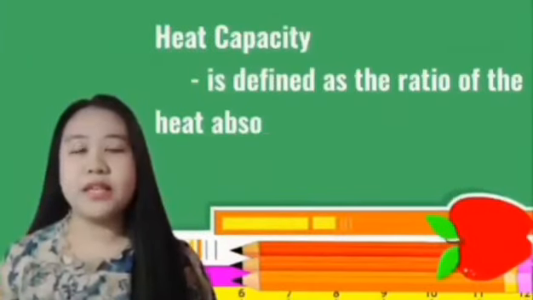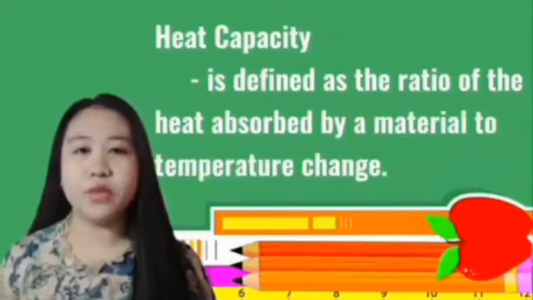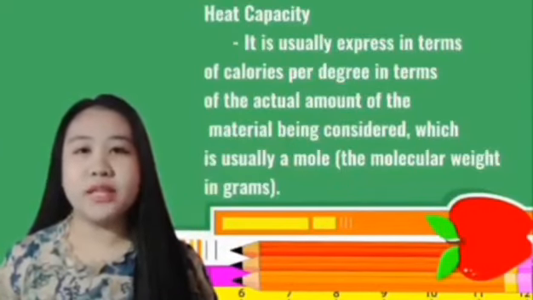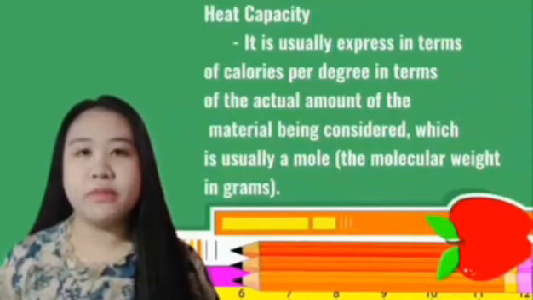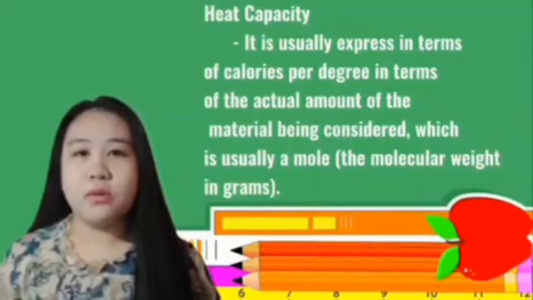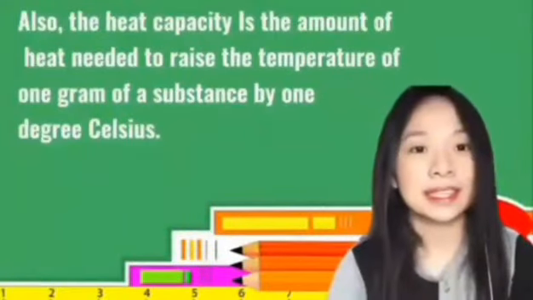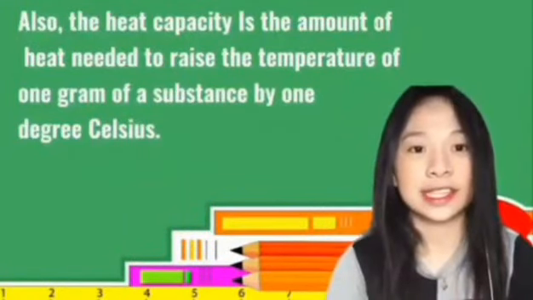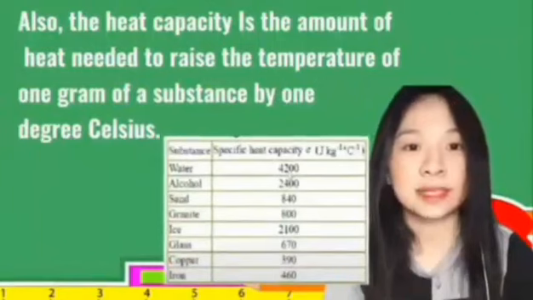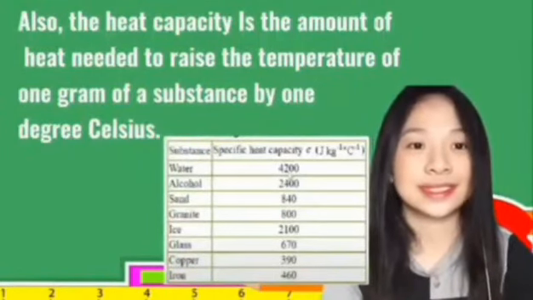Heat capacity is defined as the ratio of heat absorbed by a material to temperature change. It is usually expressed in terms of calories per degree, in terms of the actual amount of material being considered, which is usually a mole, or the molecular weight in grams. Also, the heat capacity is the amount of heat needed to raise the temperature of 1 gram of a substance by 1 degree Celsius.